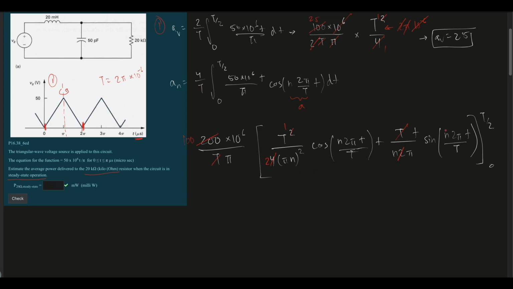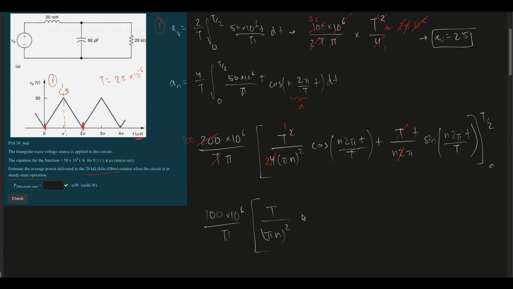Now, from here, we can start plugging our bounds in, right? So we'll rewrite this. We'll have 100 times 10 to the 6th over pi. And well, T over 2, we're plugging this in for our cosine. So the 2 over T is going to cancel out. We're just being left with a cosine n times pi. And so we can write this out, cosine n pi, but it's being multiplied by T over pi n squared.